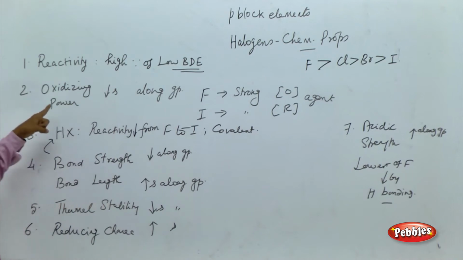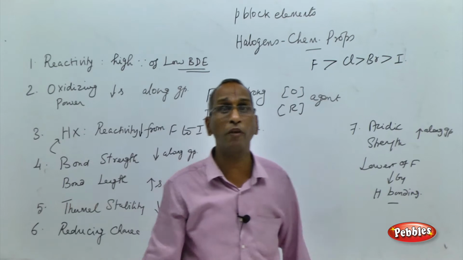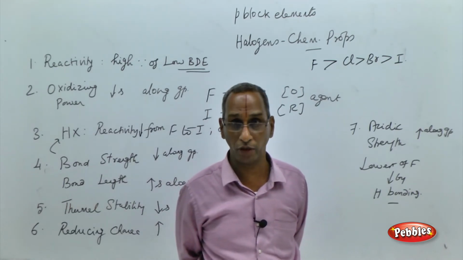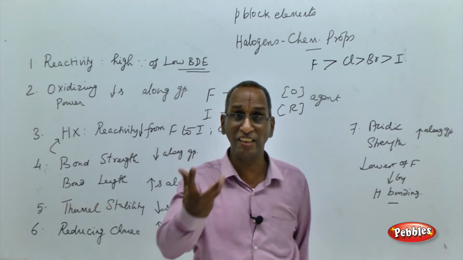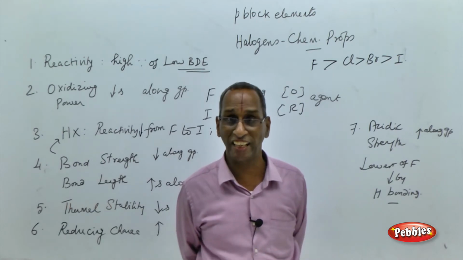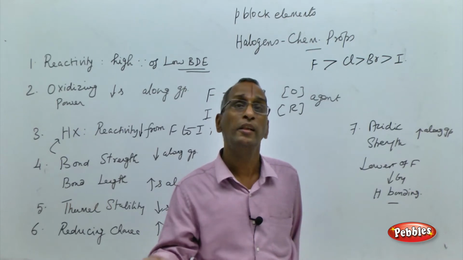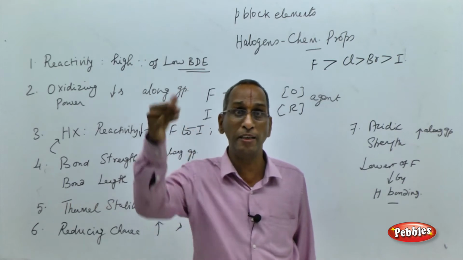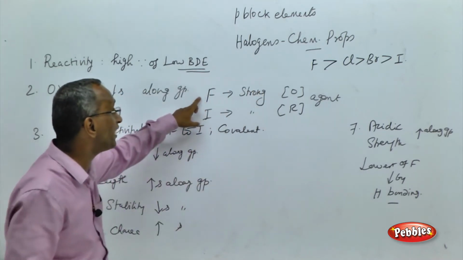Next important property is oxidizing power. For this we have to recall the concept of oxidation. Oxidation is the process of removal of electrons. Reduction is the process of gaining of electrons. A substance which can take electrons from the adjacent species can serve as oxidizing agent. A substance which donates the electron to adjacent species can serve as reducing agent. Fluorine will always have a tendency to take electron from the adjacent species. So fluorine is a good oxidizing agent.